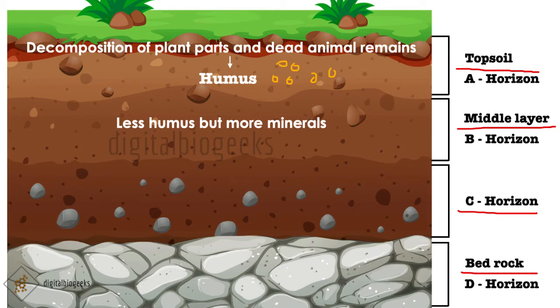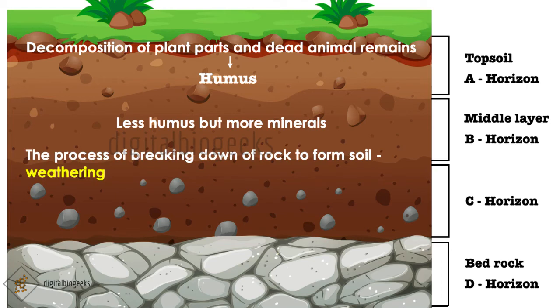We know that soil is formed from rocks. Rocks are broken down by the action of wind, water, and climate. This process of breaking down of rock is called weathering. The nature of soil depends on the rock from which it is formed.